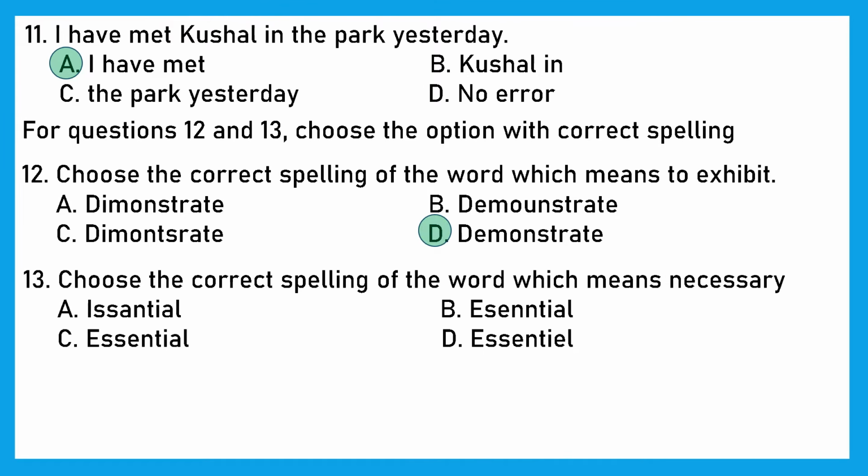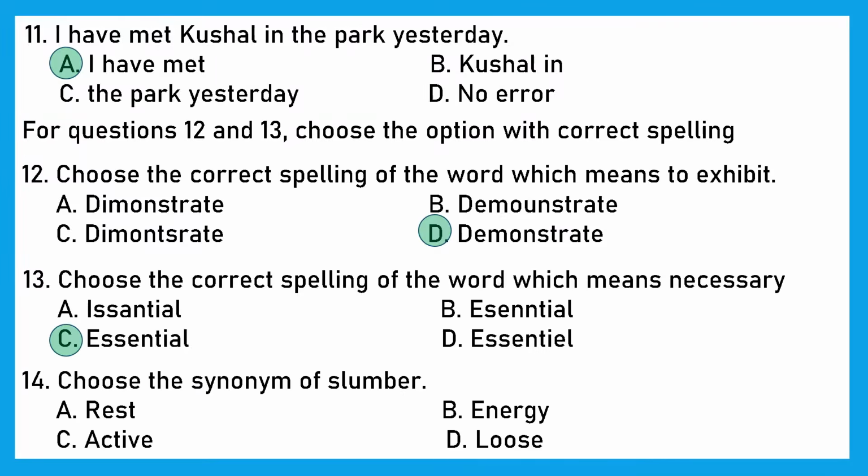Question 13. Choose the correct spelling of the word which means necessary. And the right answer should be essential, and where is it? E-S-S-E-N-T-I-A-L. Option C is having the right spelling of essential. Question 14. Choose the synonym of slumber. First of all, what is synonym? Synonym is the same meaning word, and slumber means to sleep or to rest. I already gave you the answer. Option A, rest, and slumber means same.